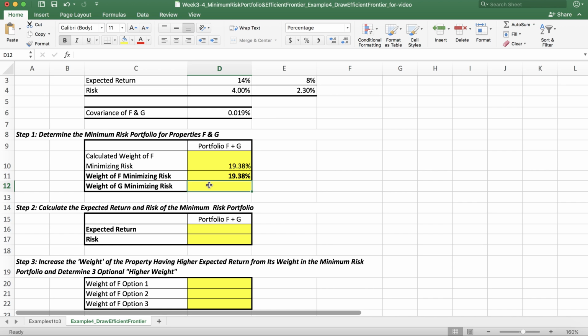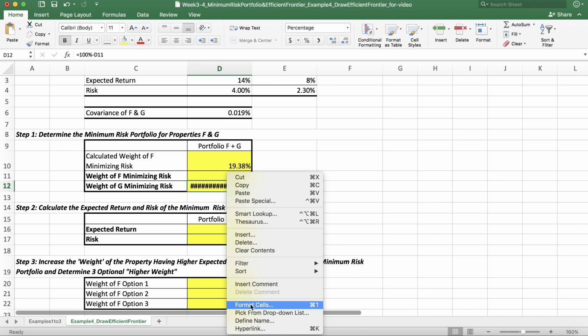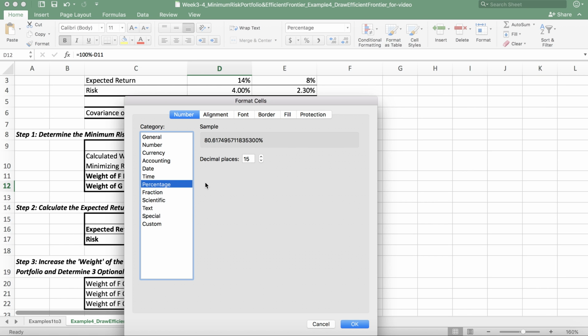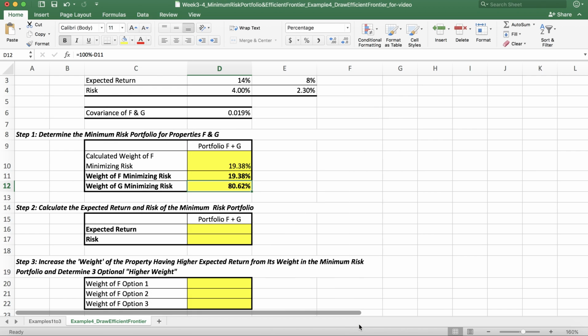And the weight of G, because after we determine the weighting of F, the weighting of G is calculated as 100% or 1 minus the weighting of F, right? Because the investments into these two properties will be 100%. We do need to keep 2 decimal places for this number, and we can edit it under font, and for the decimal places choose 2.